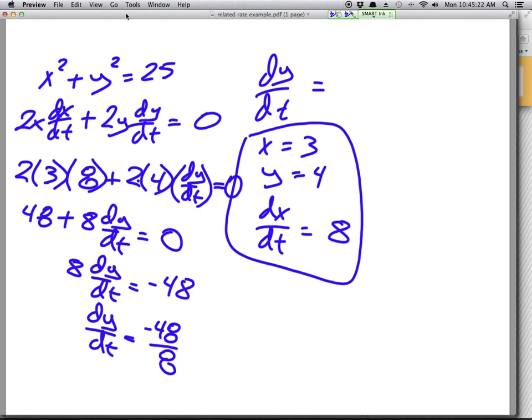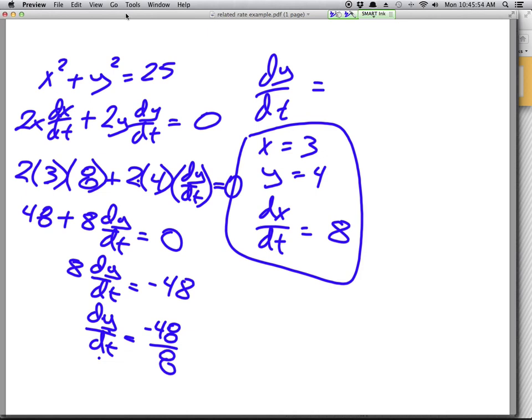Just like with velocity. Velocity tells me if my position is increasing or decreasing, right? And how do I determine that? If velocity is positive, my function is increasing. If it's negative, decreasing. Same thing here. These rates tell you whether you're increasing or decreasing. So, them telling me that dx/dt is equal to 8, what does that tell me about my x values? They're increasing.